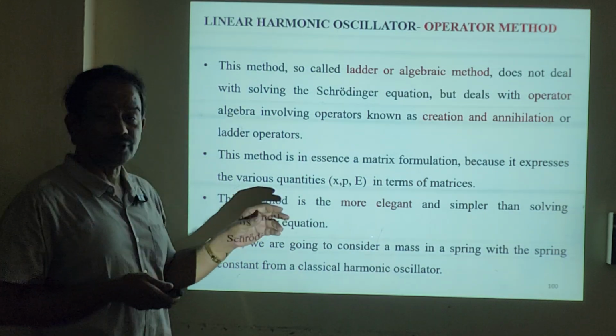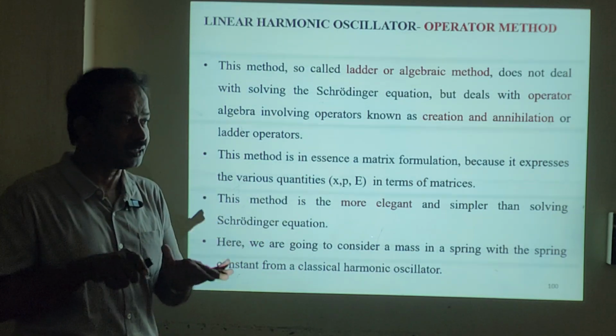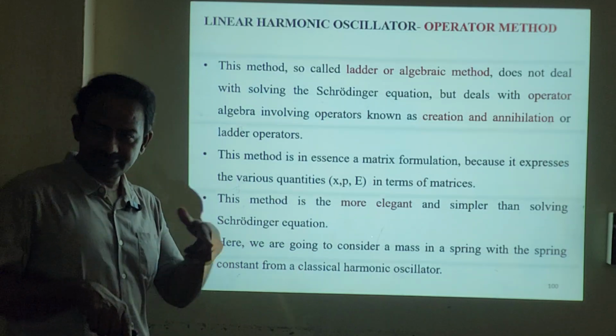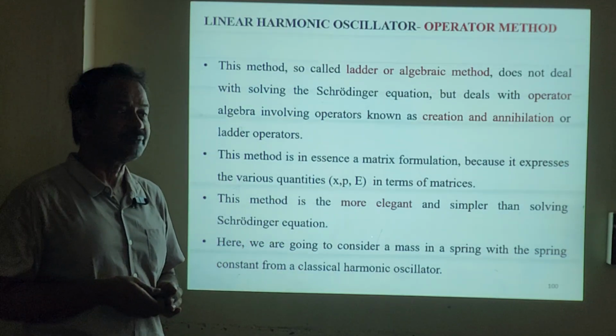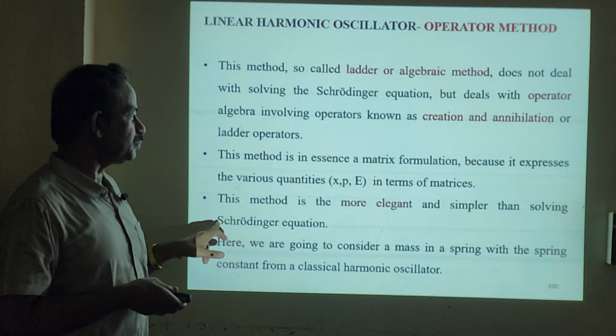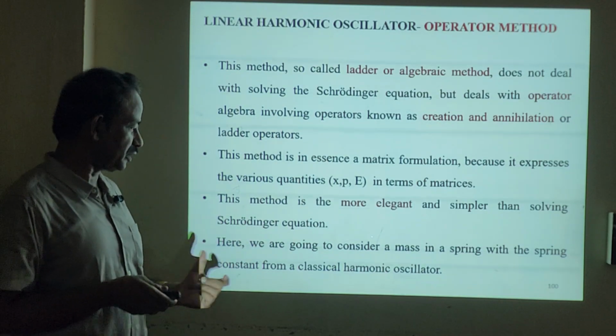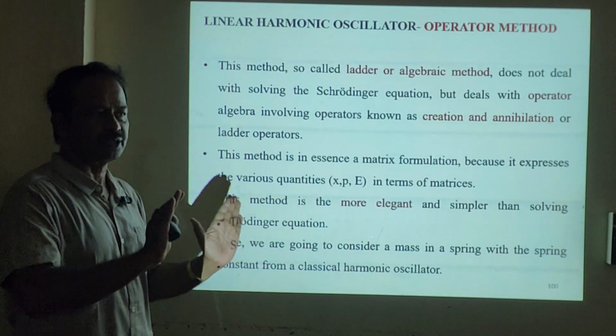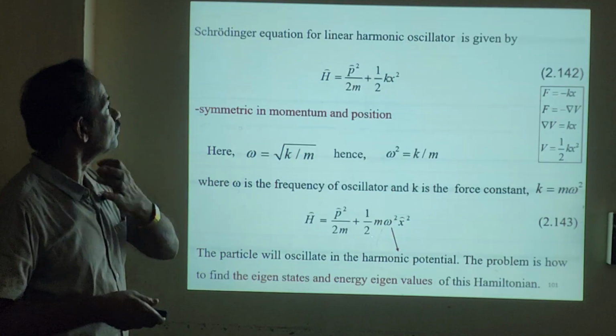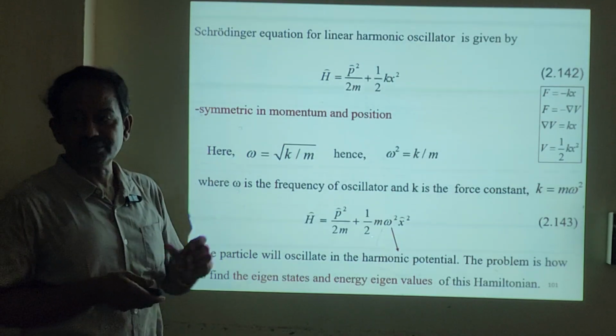So this method is a more elegant method. It's the easiest method, simpler than the Schrodinger wave equation. Here we are going to consider a mass on a spring with a spring constant, a classical harmonic oscillator. We are going to take an example. So now the equation goes like this.